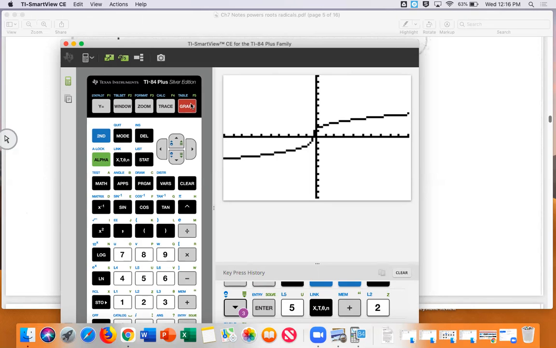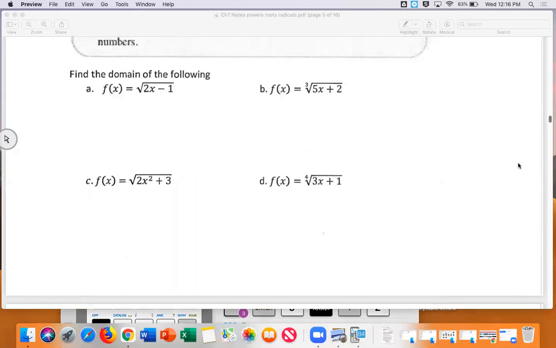But I don't really care what it looks like. I care that there's values here, okay, in the negative aspect and in the positive aspect. So for the cube root, it's all real numbers. It doesn't really have a restriction, okay? I can take the cube root of a negative number. I can take the cube root of a positive number. So odd powered roots, they're fine. Their answer is all reals.